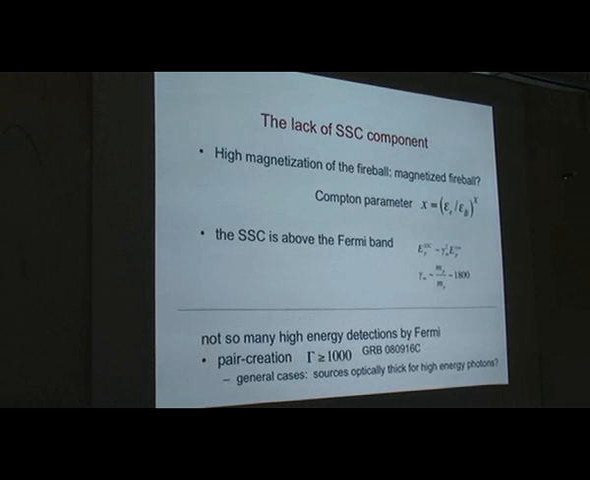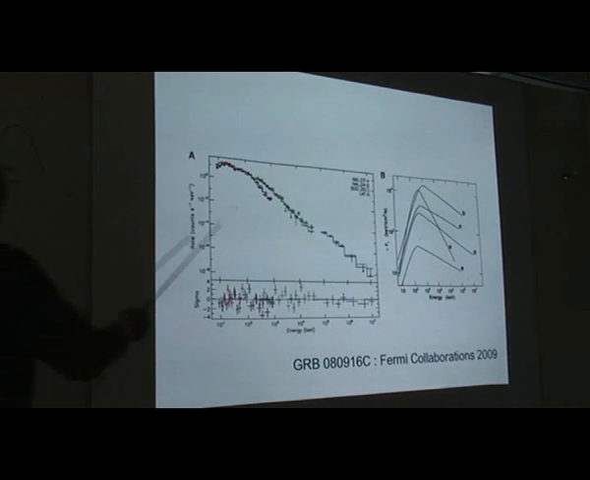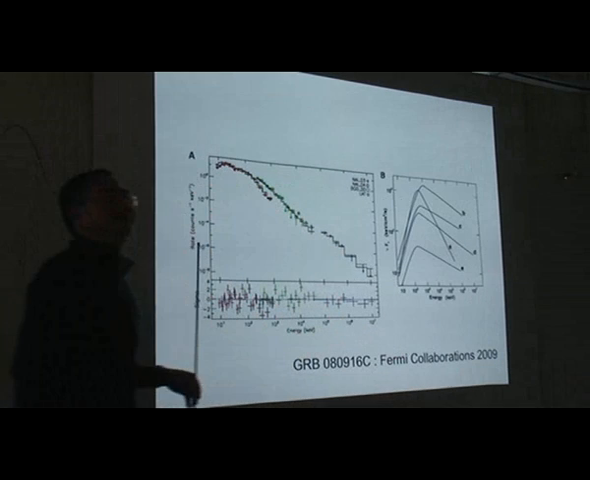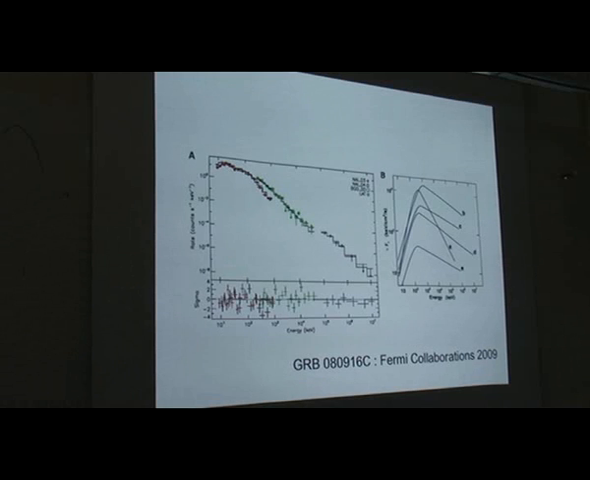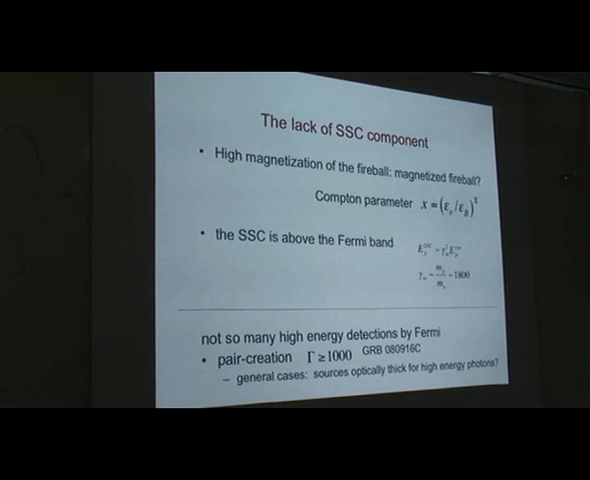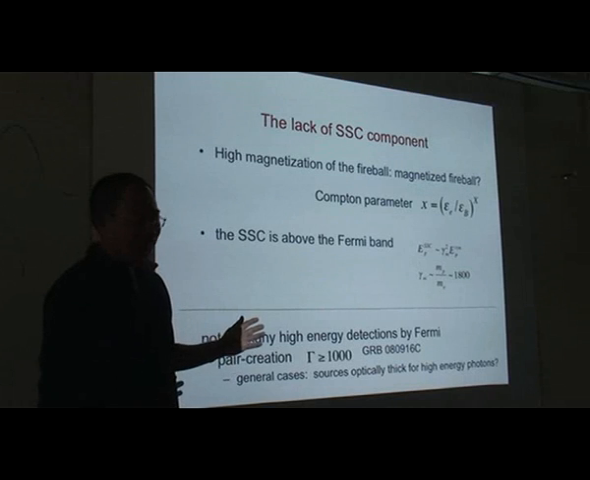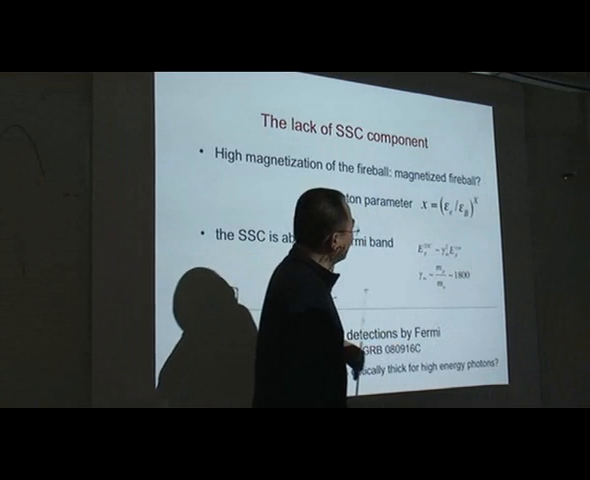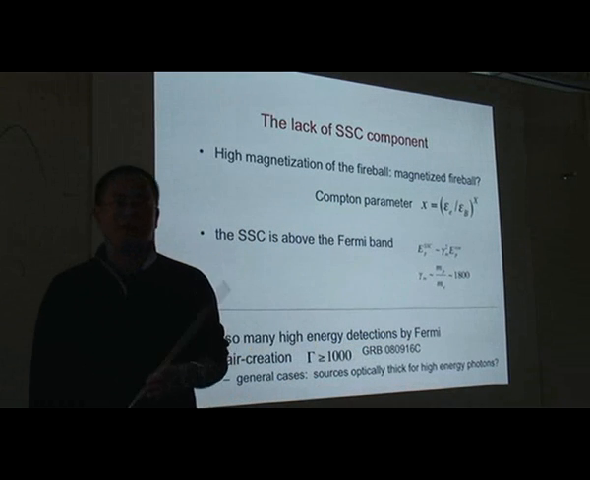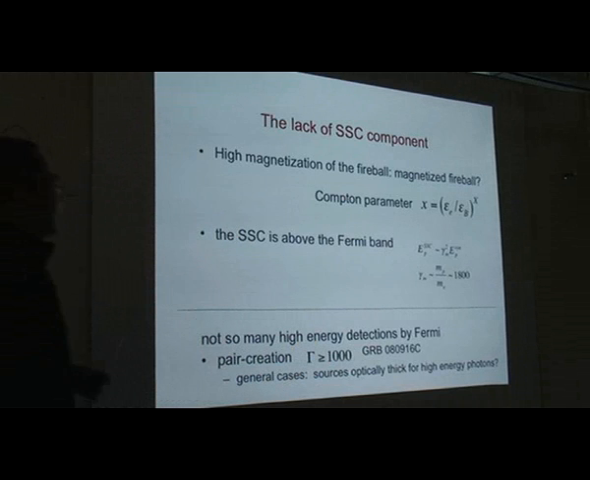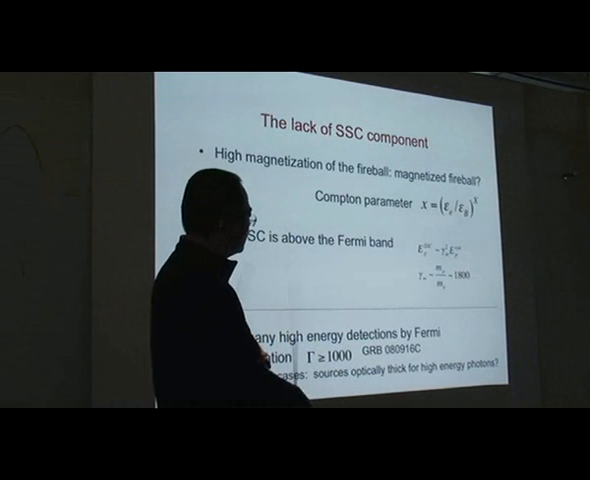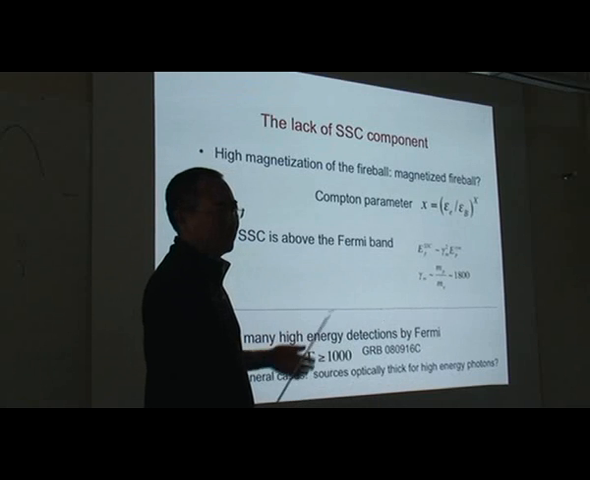Just curious, what was the spectral index of this power law? How much was it, Felix? The spectral index of this power law? 2.2, something. The photon index minus 2.2. Yeah, just standard. So there is no SSC component, which could mean a magnetized flow. One possibility: if the Compton parameter is small, we don't expect SSC emission. Or, of course, there are other possibilities. Maybe the SSC peak could be located at much higher frequency.